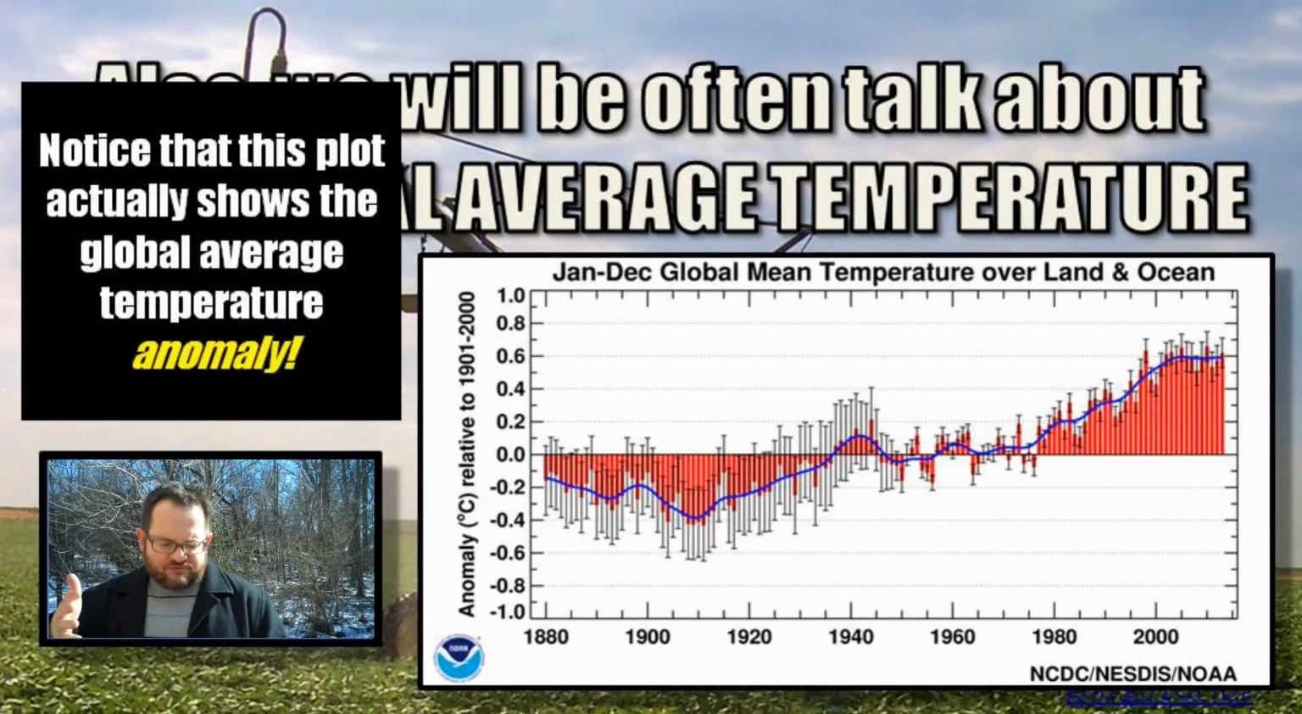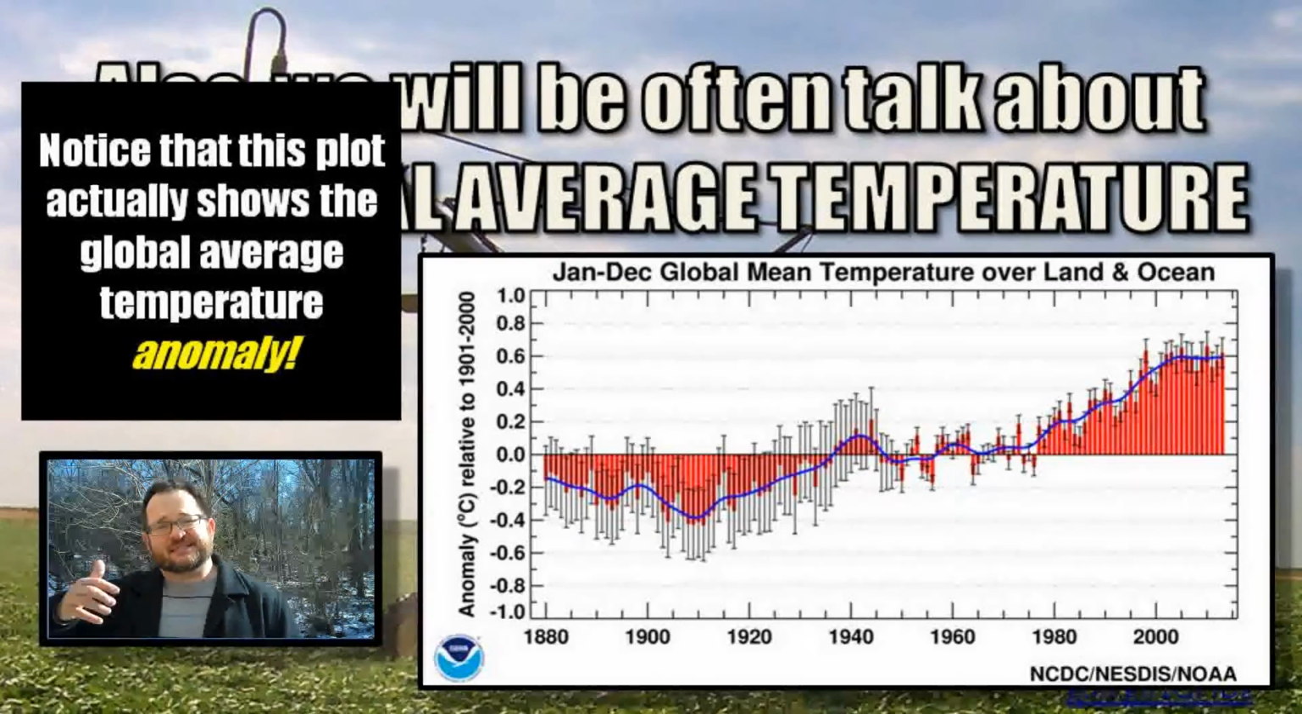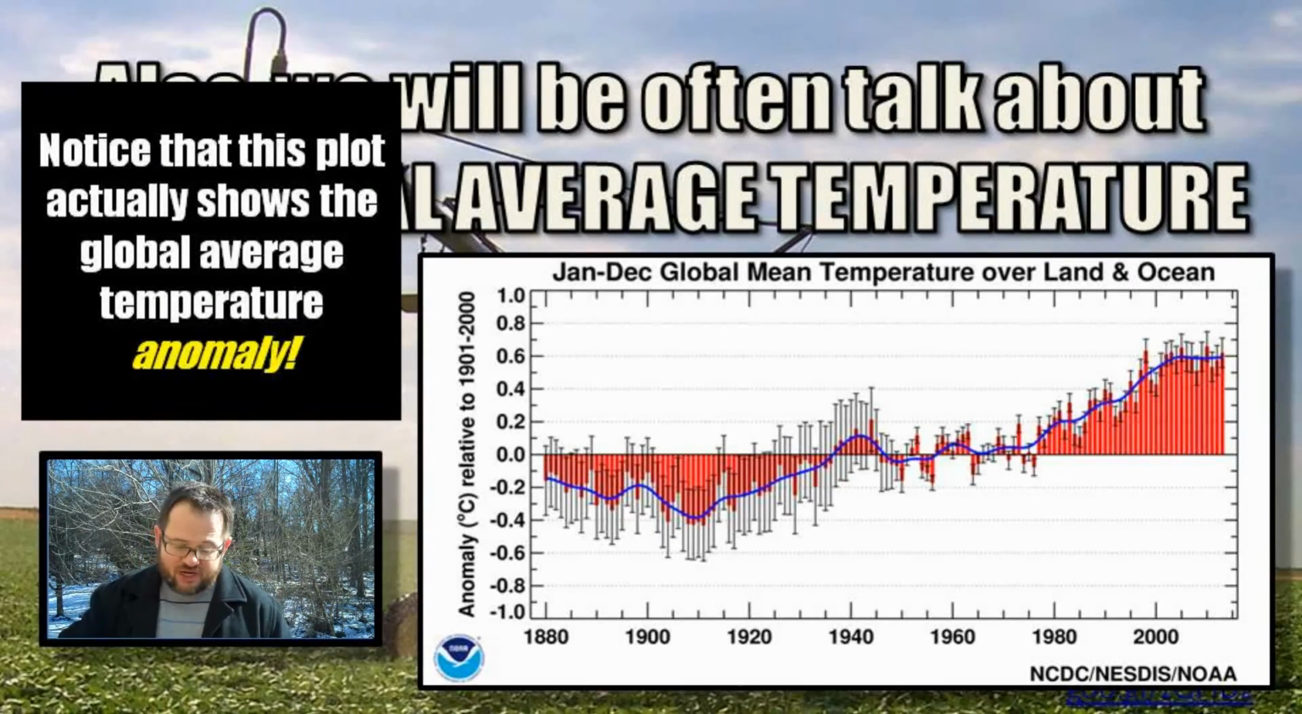They're not saying that the average temperature on the Earth is about 0.6 Celsius. They're saying that the average temperature of the Earth is about 0.6 degrees Celsius warmer than the average temperature was across the 20th century. And the 20th century, of course, was already warm compared to, say, the 19th century.